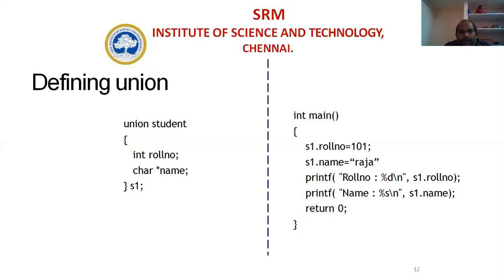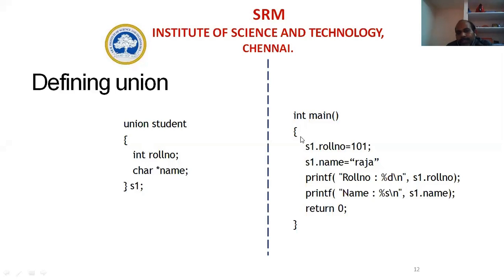So today I'm going to talk about the union concept, which is very similar to structure. Everything is very similar. The only difference is the keyword: there we used the struct keyword for creating the structure, whereas here we use a keyword called union, followed by a user defined name. This program declares a roll number and a name character pointer, and the variable declared is S1. S1 is the variable to access the members of the union.